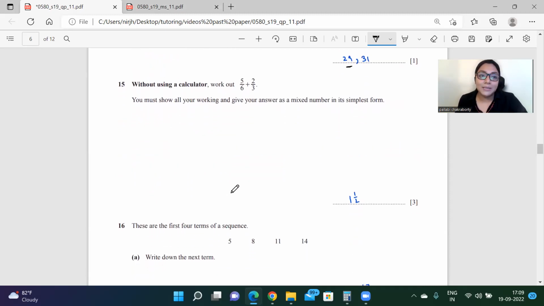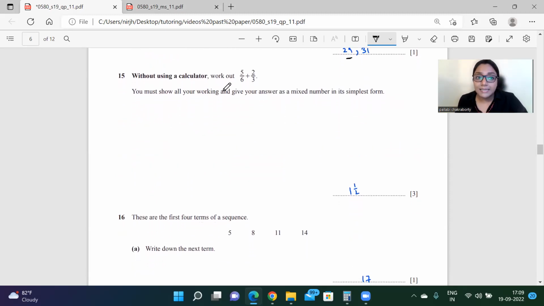Now comes an interesting question. Question number 15, which says, without using a calculator, you have to work out 5 by 6 plus 2 by 3. How do we do that? First, we will write the problem down. 5 by 6 plus 2 by 3. See, the method to solve this is you have to convert it into like fractions or make the denominator common.